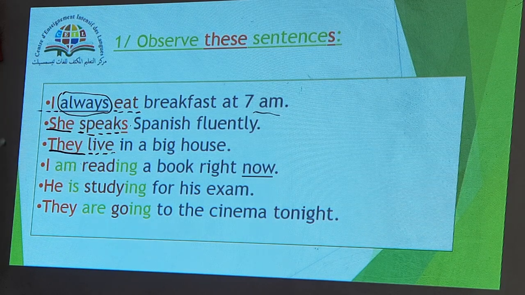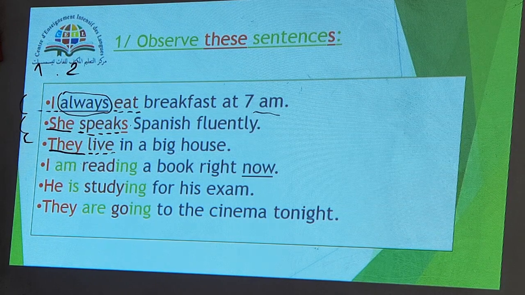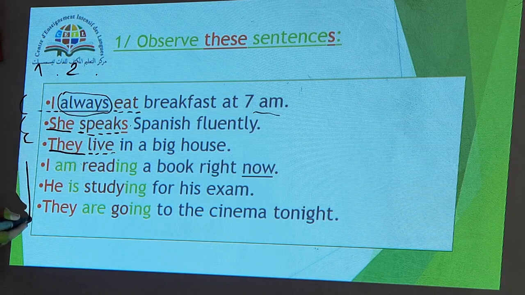Okay, so these are the three functions of the present simple. We use the present simple in order to talk about a fact. Okay, and also we use the present simple in order to talk about habits. We also use the present simple in order to talk about a permanent situation. Okay, let's move to the present continuous.